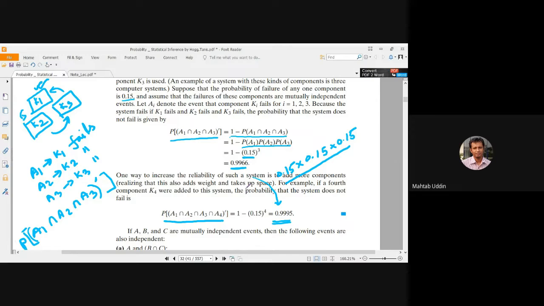But if you add more components, it will need more fuel. Also, the weight of the rocket will be heavier. So it should be optimized such that with the minimum number of components, maximum accuracy can be gained. Because the more components you add, the more fuel and weight you need, right?